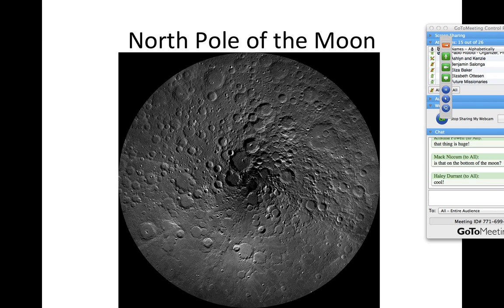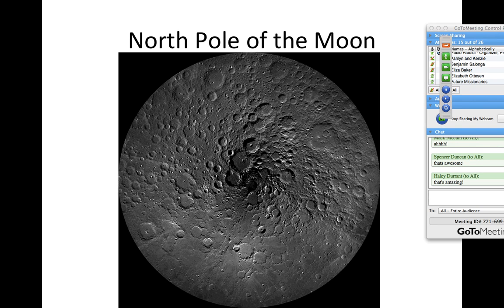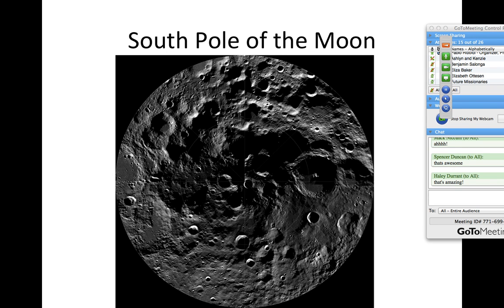Then we see the North Pole. This would be the top. If we were to look at it from the perspective of the Earth, this is the North Pole of the Moon. Now we actually have satellites orbiting the Moon that are able to take these pictures, because of course, this is the far side of the Moon, which we never see. This is the North Pole, this is the South Pole.